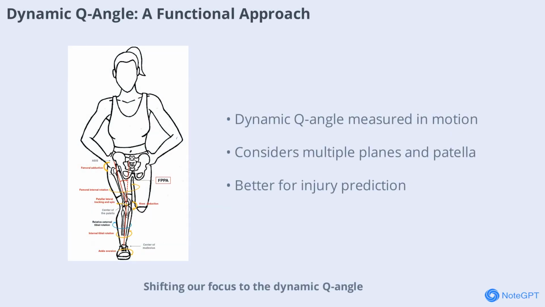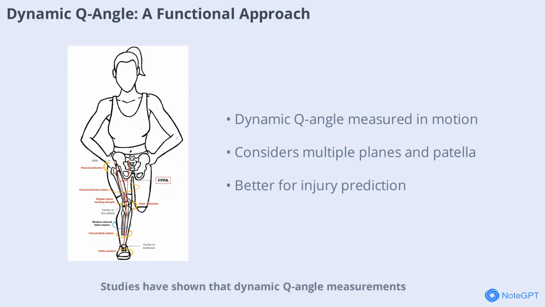Shifting our focus to the dynamic Q-angle, we see a more functional approach to knee assessment. The dynamic Q-angle is measured during movement, such as squatting, walking, or jumping, and takes into account the complex interplay of hip, knee, and ankle mechanics. Unlike the static Q-angle, the dynamic version considers three key elements: the frontal plane hip adduction and knee abduction, the transverse plane hip internal rotation and tibia external rotation, and patella behavior. This comprehensive view helps clinicians better understand how the knee functions under real-life conditions.